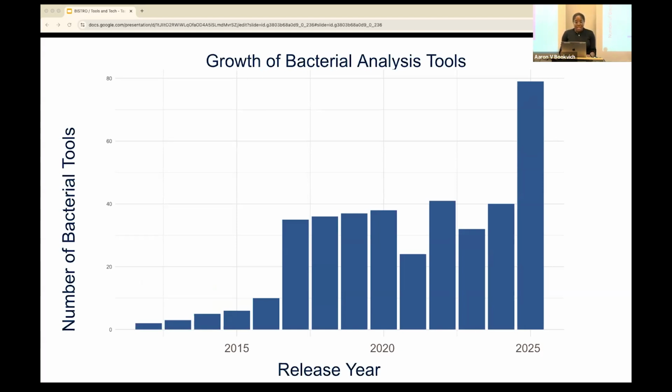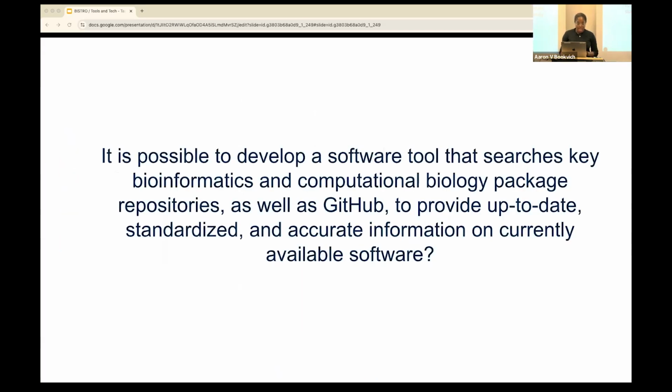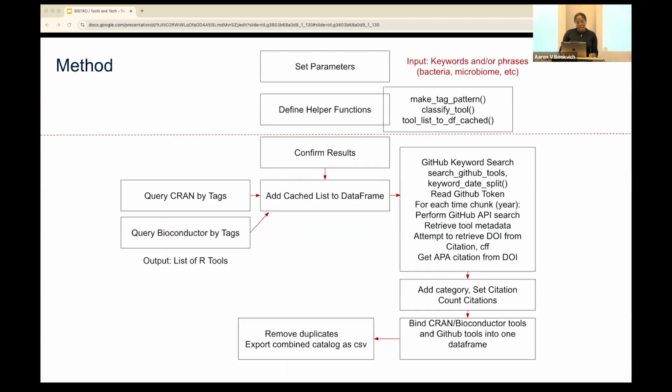And so I was getting lazy and tired of having these 40 tabs open and adding things to a Google Sheet. And so I said, is it possible to really develop a software that searches key bioinformatics and computational biology packages to provide up-to-date and standard accurate information on currently available software? And so this took a lot of querying. And so I set up some parameters.